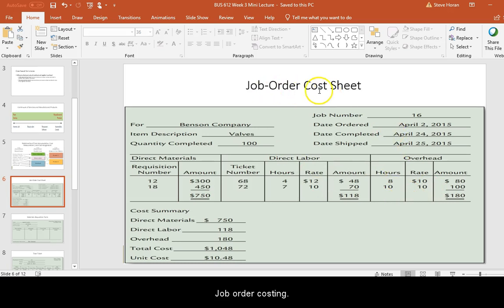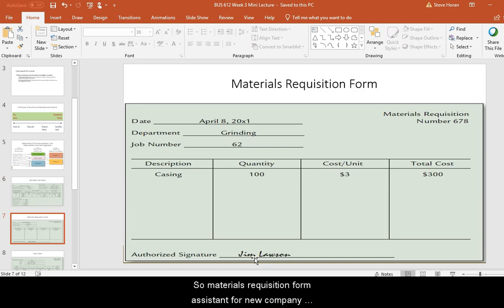And so a job order cost sheet accumulates the three costs, the direct material, direct labor, overhead, then divides the total cost by the units to get a cost per unit, which is obviously needed to make sure we're pricing correctly. So a materials requisition form is just a form that a company uses to requisition raw materials to be used for a specific product. As an example of one.